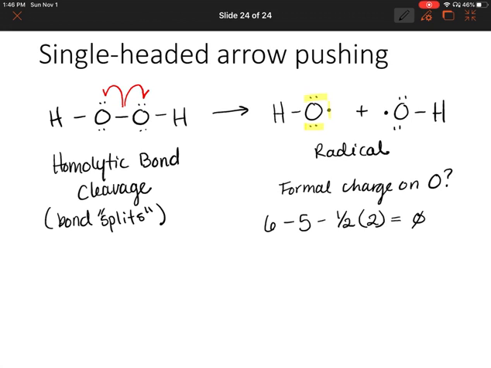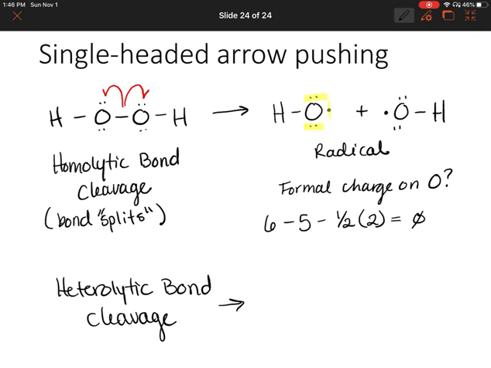All right, so we have homolytic bond cleavage, but you can also have heterolytic bond cleavage. And we've seen many examples of this. So this is where two electrons move to one atom. And so this is most often what happens, but occasionally you get homolytic bond cleavage like with hydrogen peroxide above.